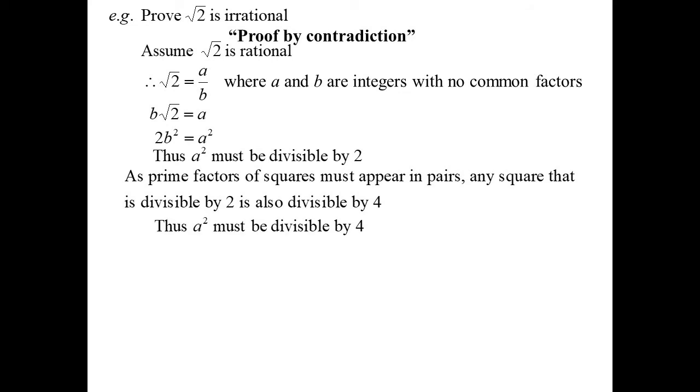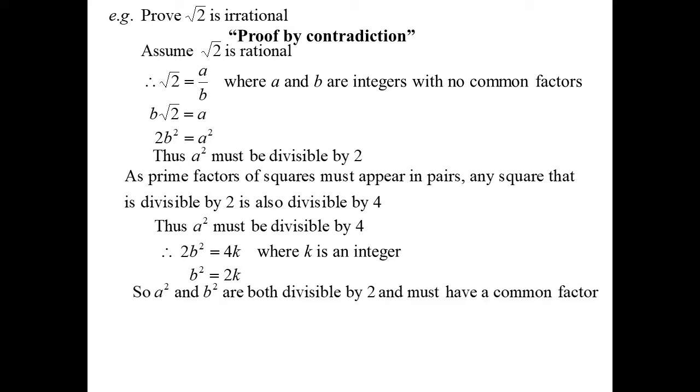Well, that means 2b squared is 4 times some integer. That's what k is, just some integer. Well, that means b squared is 2k. Well, if b squared is 2k, that means both a squared and b squared are divisible by 2, and so they have a common factor. But hang on, right at the start we said a and b have no common factors.